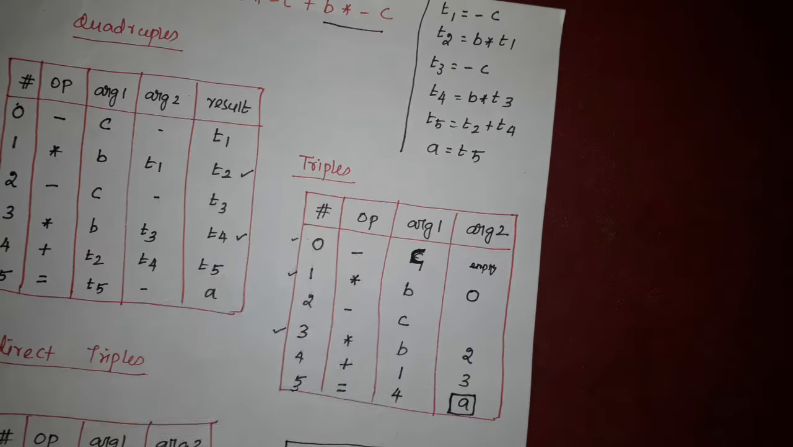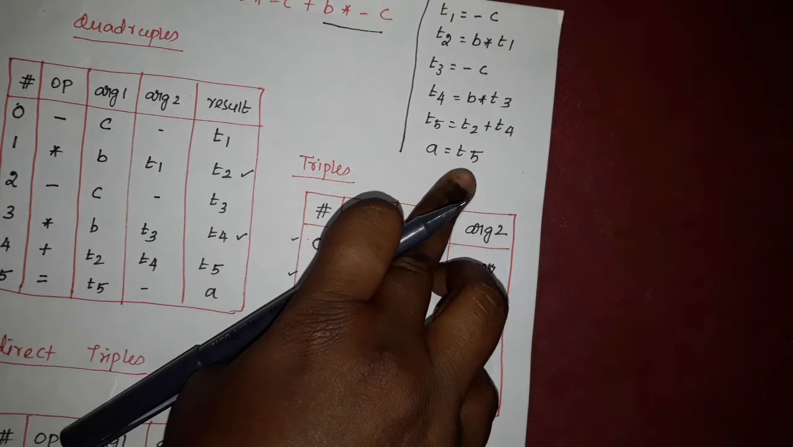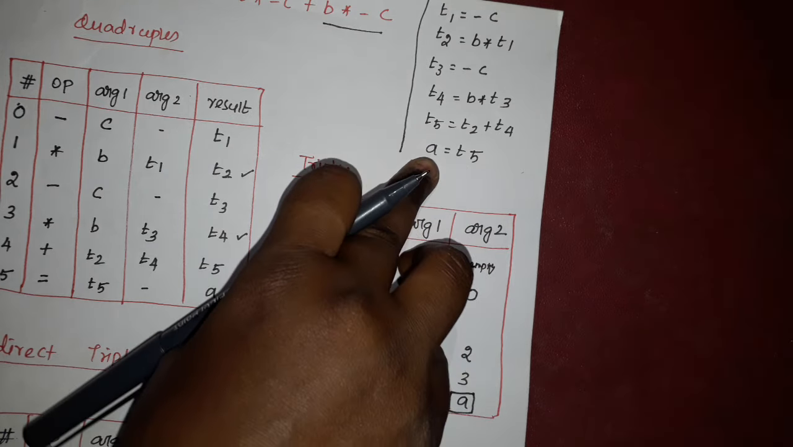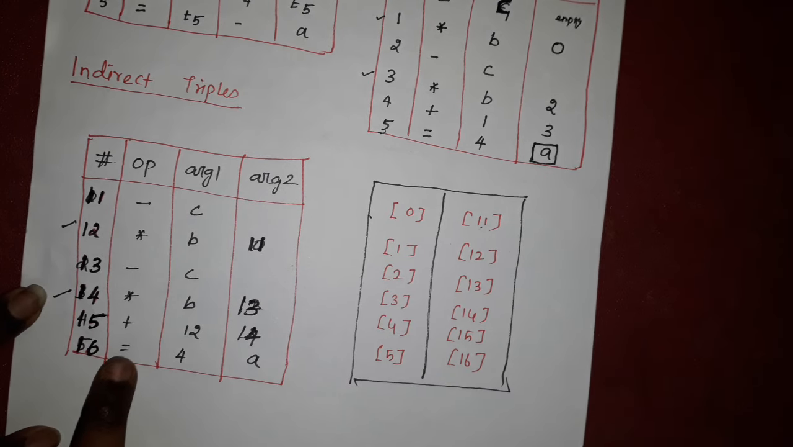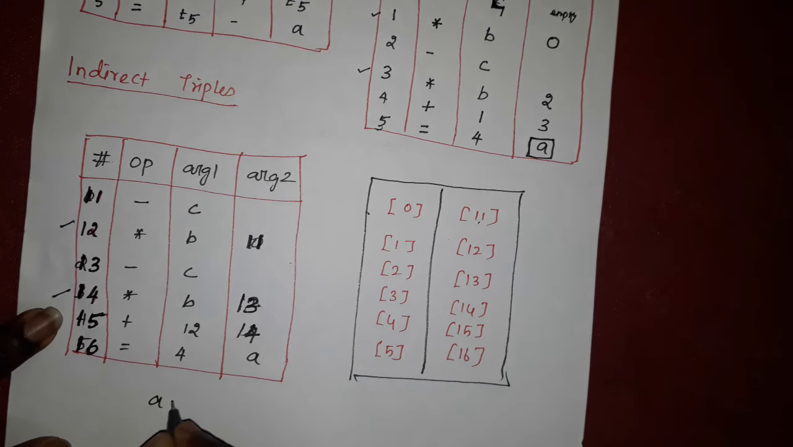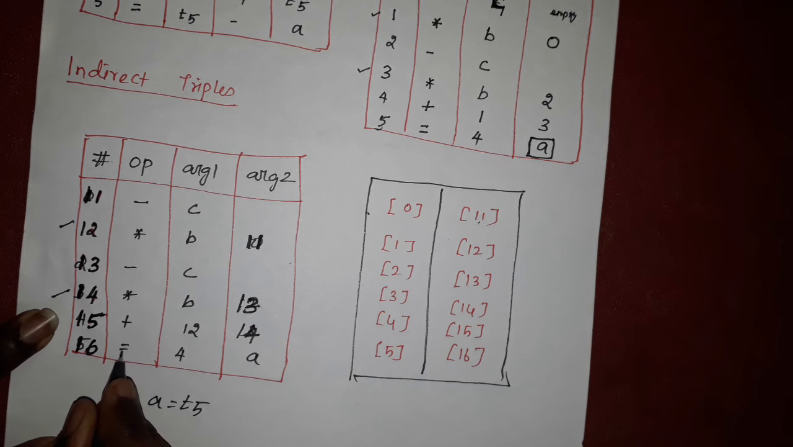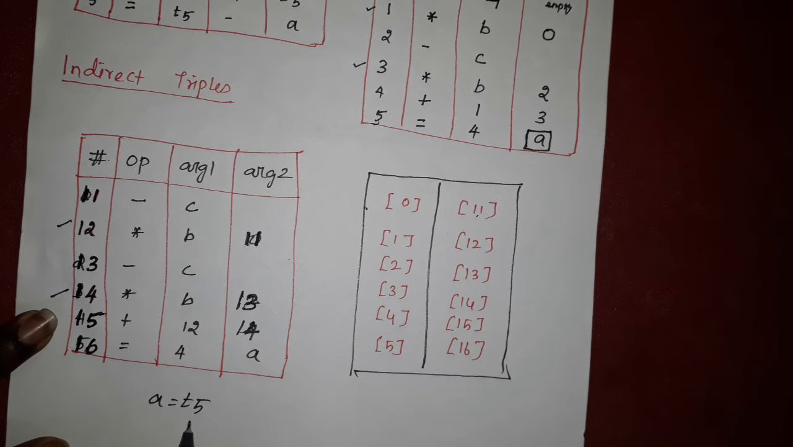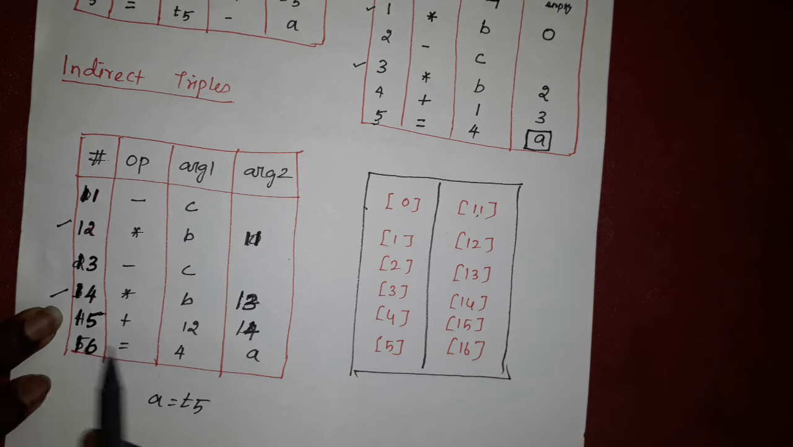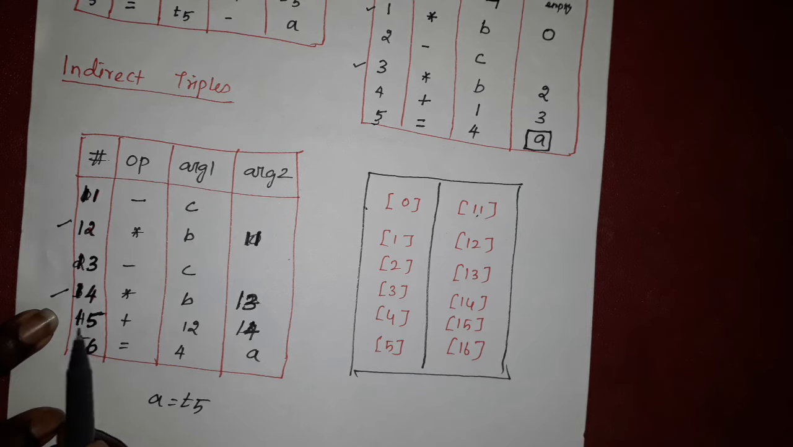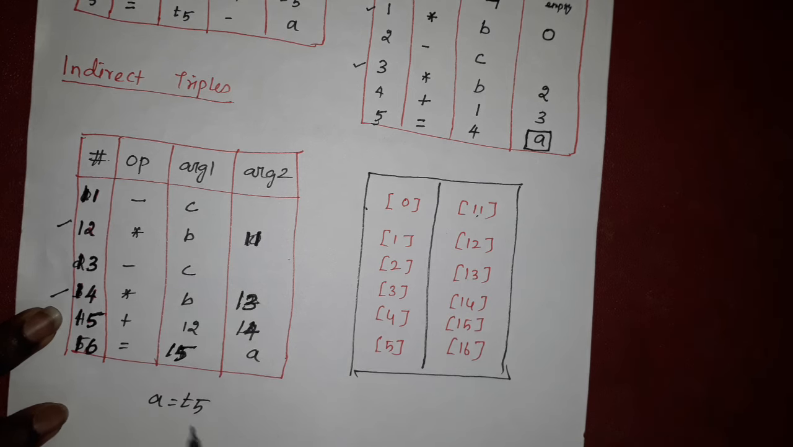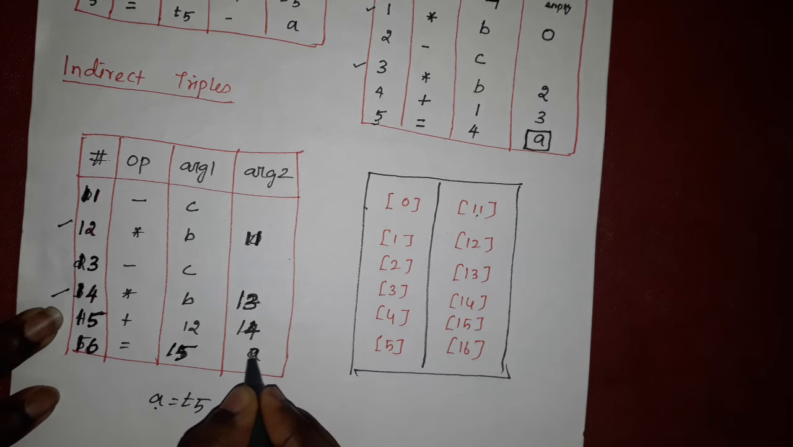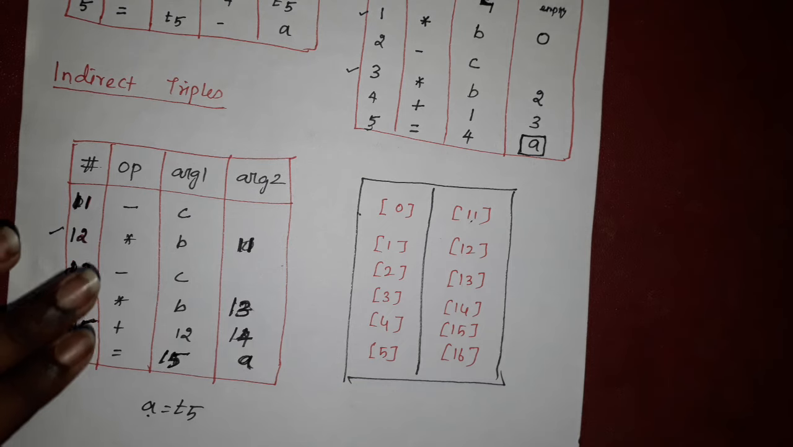So the operator is equal to, and argument 1 is T5, and the result is stored in A. Here there is no T5, so the result will be stored in 15. A is equal to T5 means the operator is equal to and the temporary variable is T5. Here there is no temporary column, so the previous result is stored in index value 15. So we write 15 as argument 1, and the result is stored in A. This is the indirect triple.